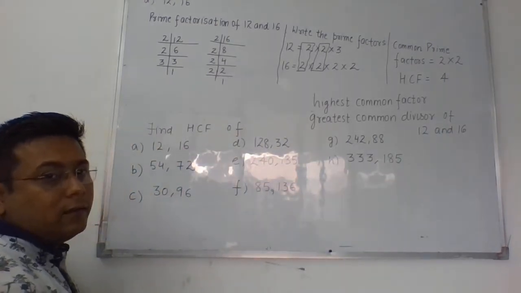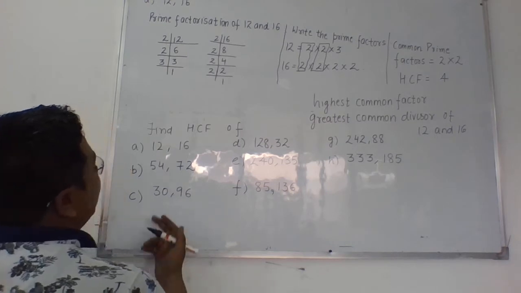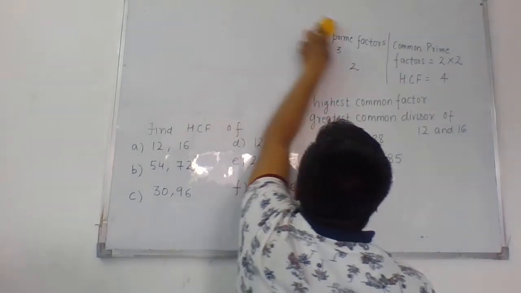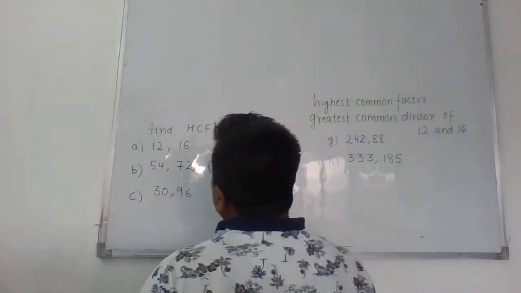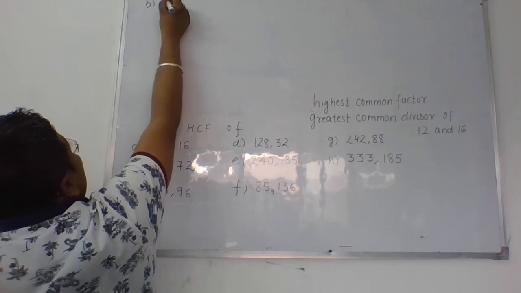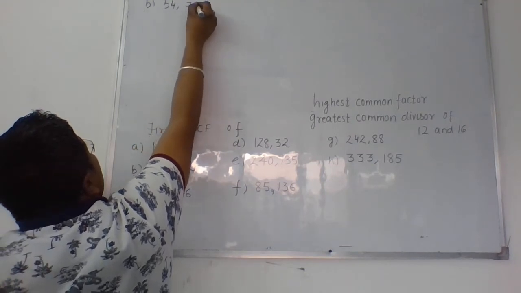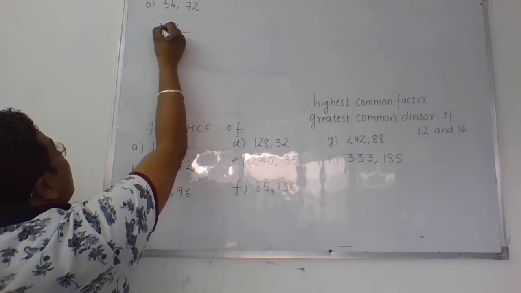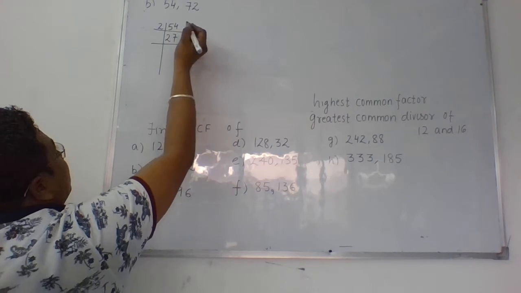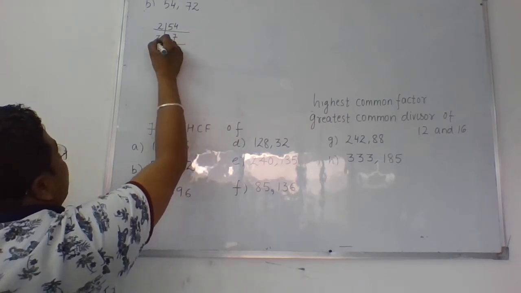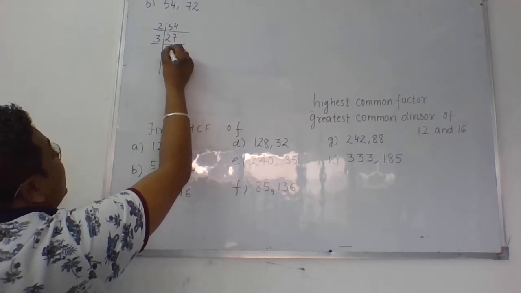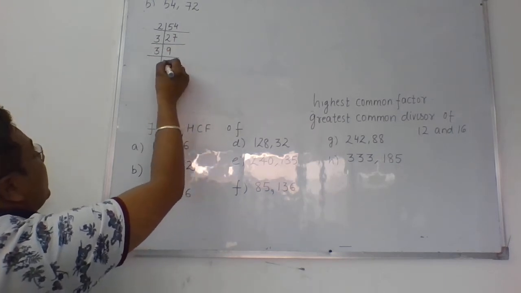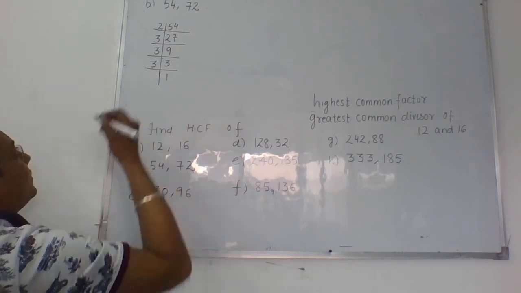Students, let us take one more question, that is question number 2. It is finding HCF of 54 and 72. So doing the prime factorization of 54, we divide 54 by 2, we get 27. 27 divided by 3 gives you 9. 9 again divided by 3 gives you 3, and 3 divided by 3 gives you 1.